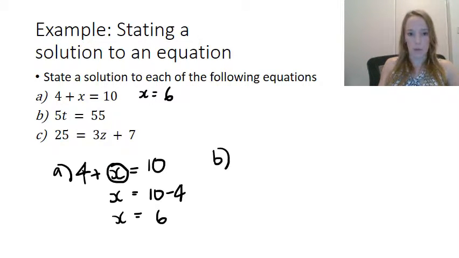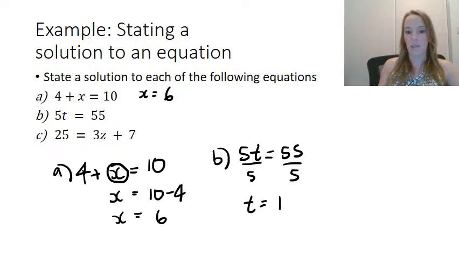For B, we've got 5t equals 55. Now if we wanted to find out what t equals, we have to divide both sides by 5. That will leave us with t, and 55 divided by 5 is 11. So our solution would be t equals 11.